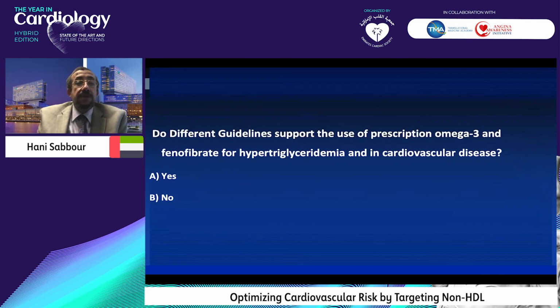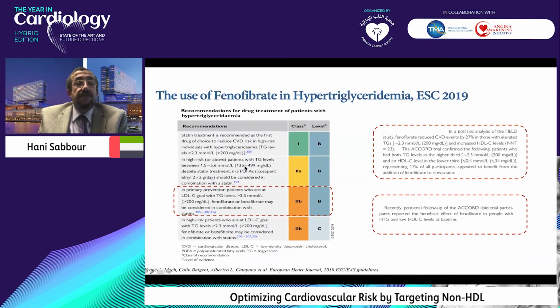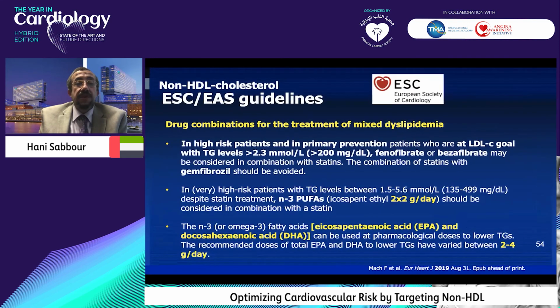Very briefly, we'll look at the guidelines. The guidelines show us that omega-3 is recommended. Fenofibrate is recommended to lower triglycerides in patients in primary prevention. And also in the EAS guidelines, the guidelines are fairly clear in patients with elevated triglyceride, even if the LDL is at goal. Icosapent ethyl and combination EPA and DHA at doses between 2 and 4 grams per day.